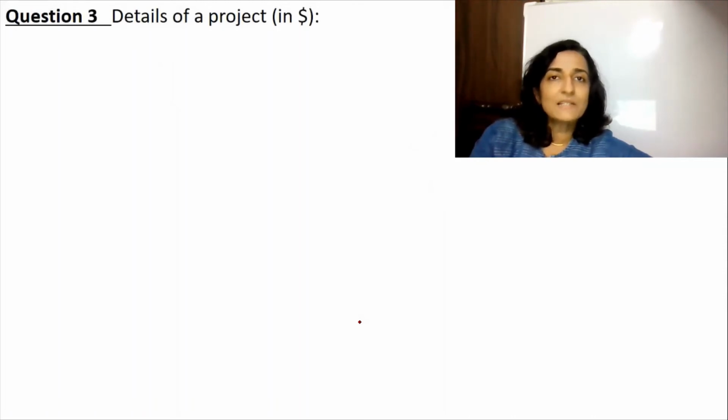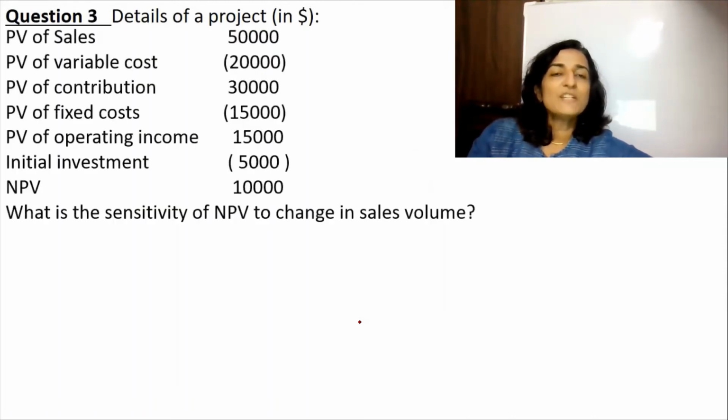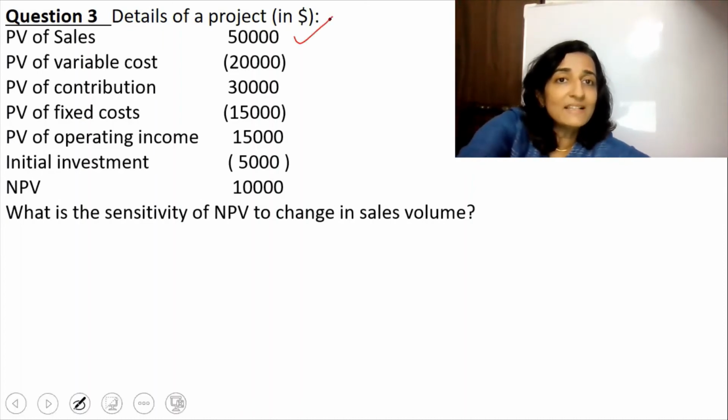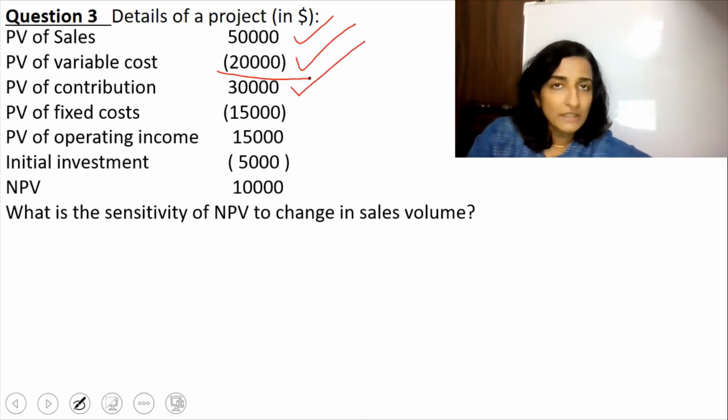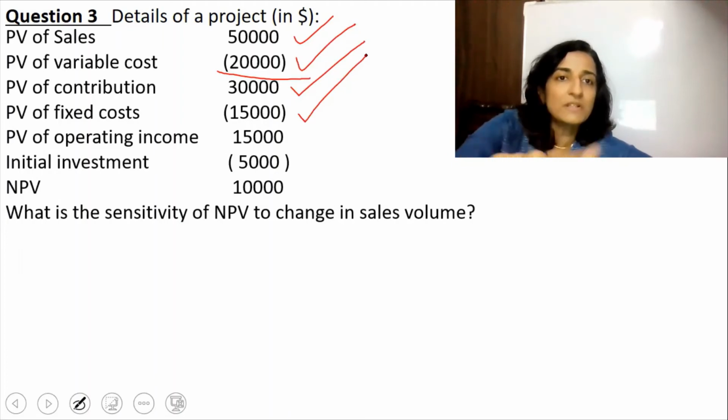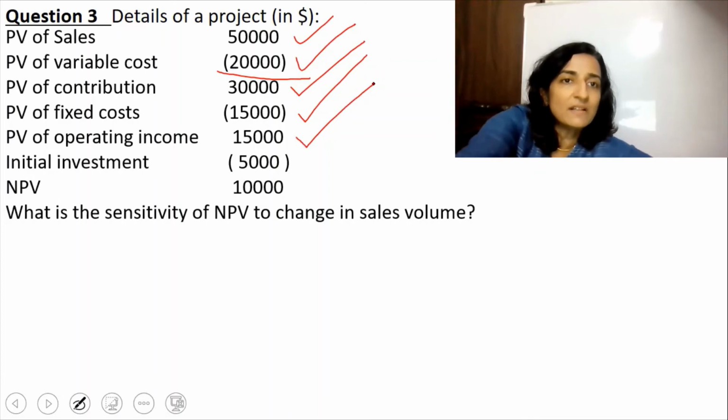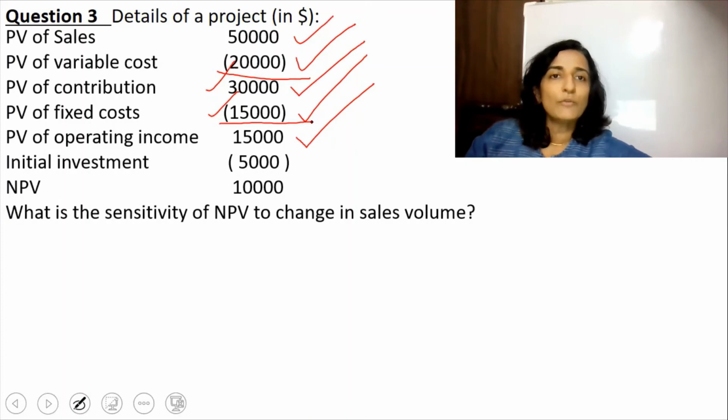Question number 3, details of a project in dollars. Present value of sales, $50,000. Present value of variable cost, $20,000. Present value of contribution, $30,000. We already know that sales minus variable cost gives the contribution. So what they have done, 50,000 minus 20,000, they have got a figure of $30,000 as a contribution. Then the present value of fixed cost comes to 15,000. You reduce that from contribution, you get the present value of operating income. So it's 30,000 minus 15,000. You get 15,000 as the present value of operating income.